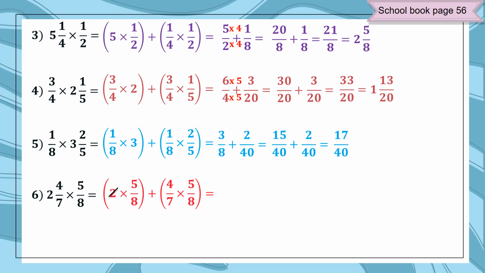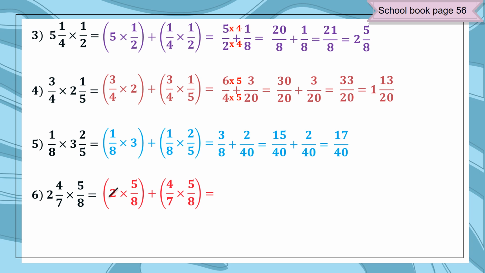And the second bracket I can simplify 4 with 8. 4 and 8 I can divide by 4. 4 divided by 4 equals 1 and 8 divided by 4 equals 2. So it will be 1 times 5 equals 5 and 7 times 2 equals 14. So it will be 5 over 4 plus 5 over 14.